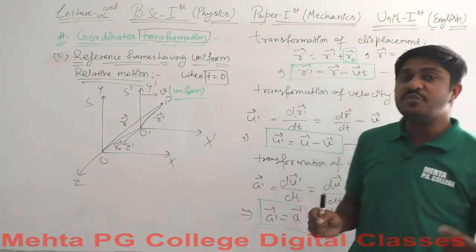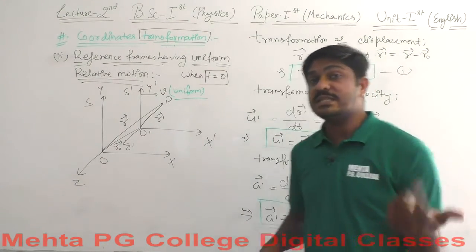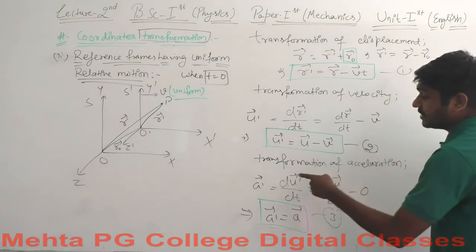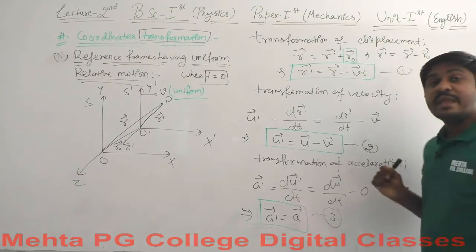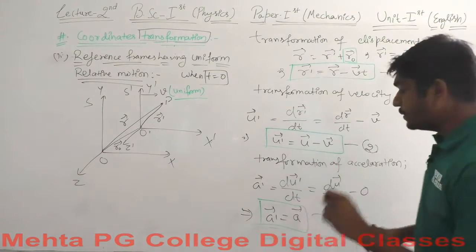What is the v vector here? The v vector is the velocity of the secondary reference frame. This is the transformation of velocity. And now we are set to find the transformation of acceleration. And to find the transformation of acceleration, what do we do?